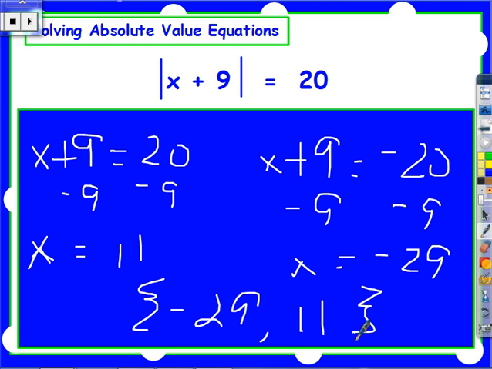I always like to say you're going to write one side just positive, the way we did originally, just dropping the absolute value symbols, and then the other side, we're just changing the right hand side to the opposite sign of what's showing.